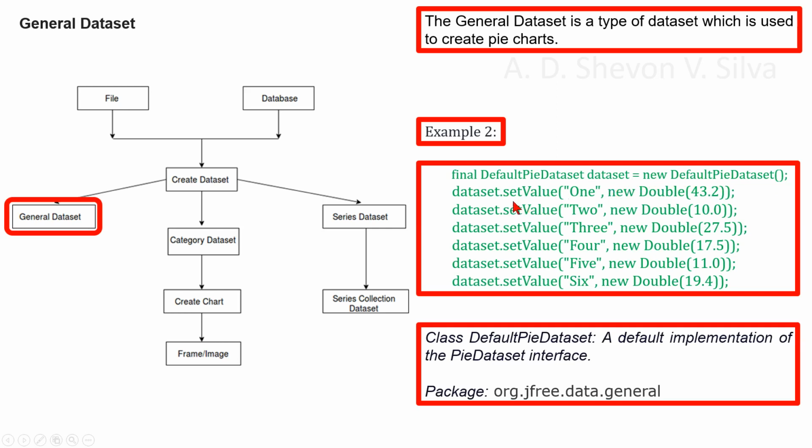Here the method setValue sets the data value for a key and sends a dataset change event to all registered listeners. Here this is the key, and null is not permitted, and this is the value.